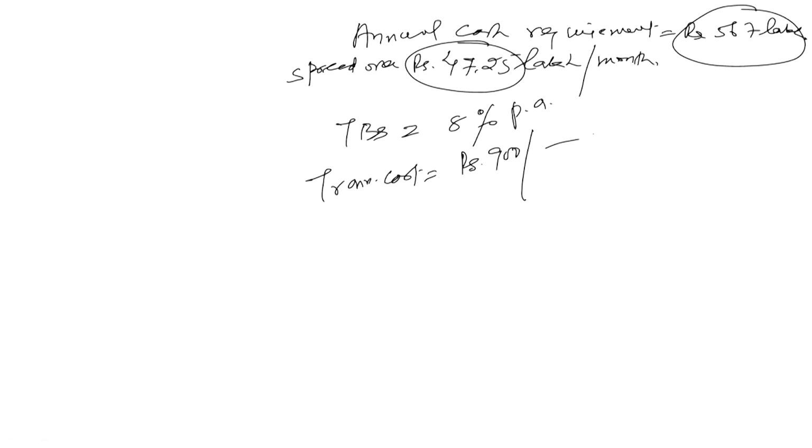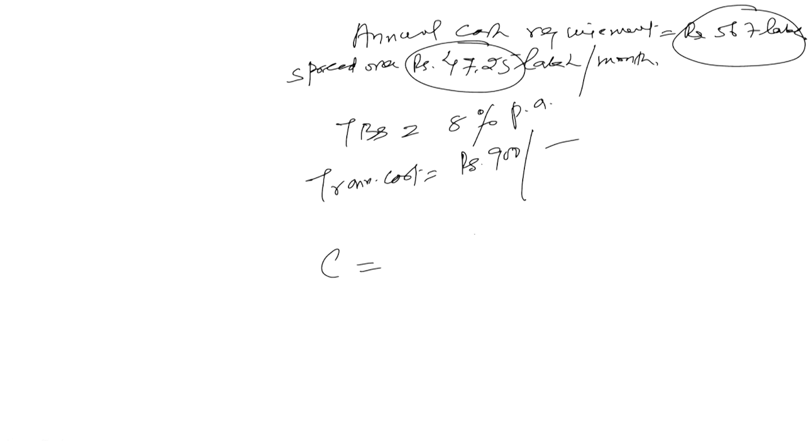There is a firm whose annual requirement of cash is 567 lakh, whose monthly requirement of cash is 47.25 lakhs. If there is surplus cash, it is invested in treasury bills at the rate of 8%, and the transaction cost of converting cash into marketable securities and marketable securities into cash is 900 rupees. With this information, how can you use Baumol's model? Let us use it.